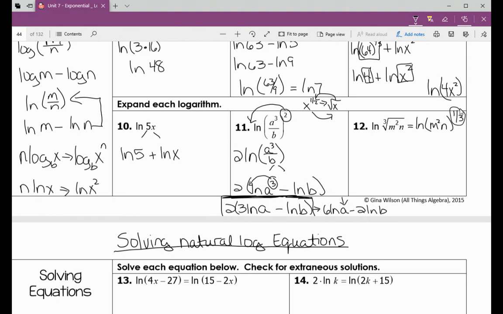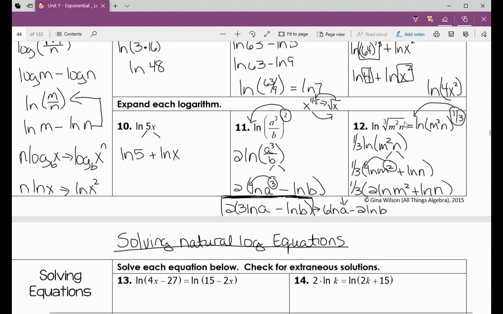So now I'm going to take that external power and put it out in front as a multiplier. So 1/3 times the natural log. Not really sure why I put that extra parentheses just yet. Natural log of m squared times n. Then I'm going to separate these two using the product property. So 1/3 natural log m squared plus natural log of n. Then I have that extra exponent that I have to deal with. So 1/3 times 2 natural log of m plus natural log of n.